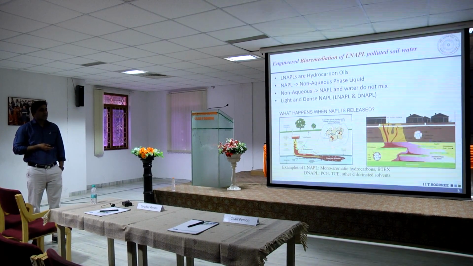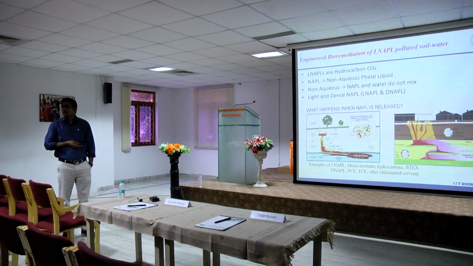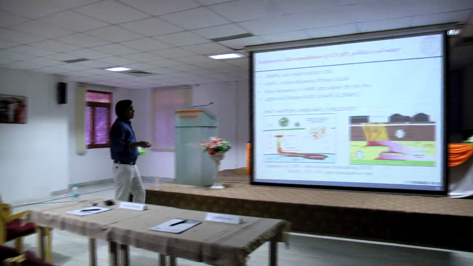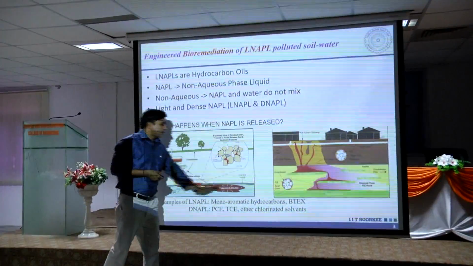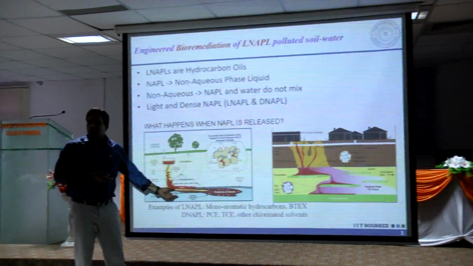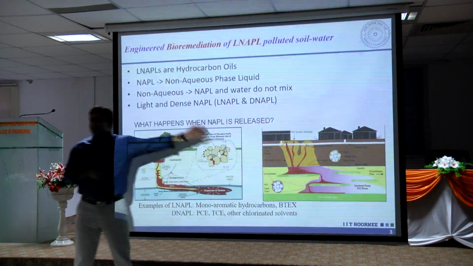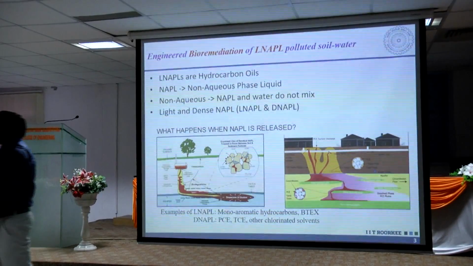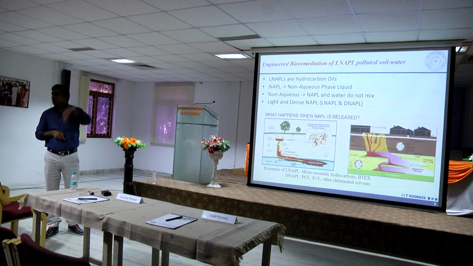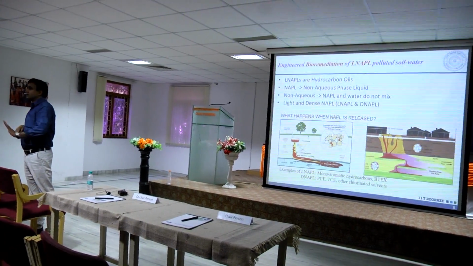But their vertical movement is very limited because they cannot penetrate into the saturated zone, because their density is lighter than water. Now, when the groundwater is moving in this direction, a small component will also get dissolved in the water, and that will also pollute the groundwater sources, and at the down gradient receptor, if somebody is going to drill a well. But DNAPLs, after reaching the groundwater table, will keep moving in a downward direction because the density of DNAPL is higher than water.